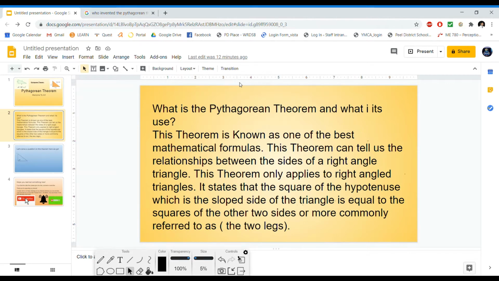It states that the square of the hypotenuse, which is the sloped side or the slanted side, anything works, at least you understand it, is equal to the sum of the squares of the other two sides, more commonly referred to as the two legs.